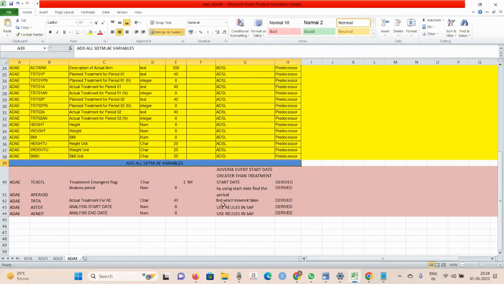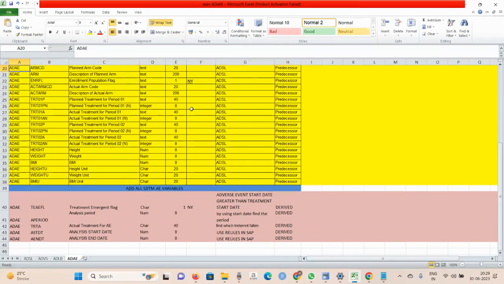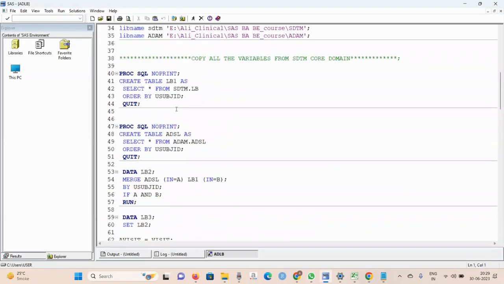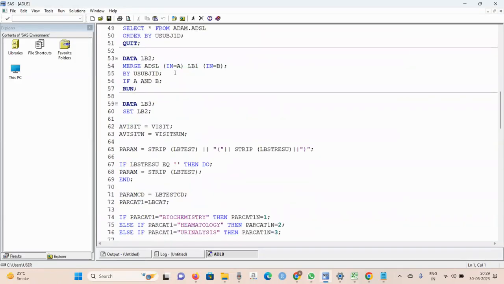I have sent you the other one, right? In that you will see things more clearly. That is more complex. Because you remember, every time when we do the programming, we add the AE and the VS, everything, in the initial step. The LB dataset, then ADSL, then we are merging with this one. So including those variables, I think I forgot to add that one. I'm not sure, let me check.